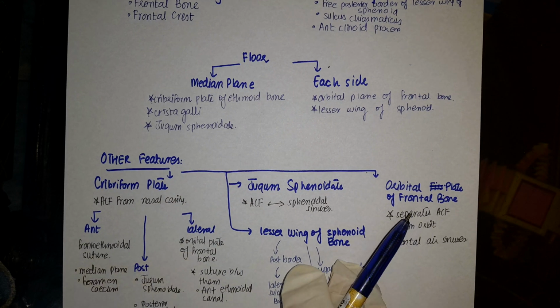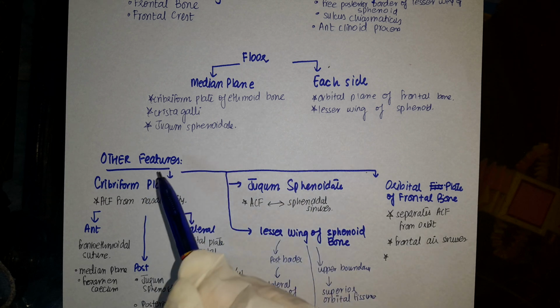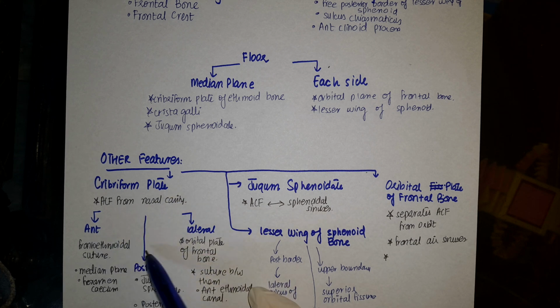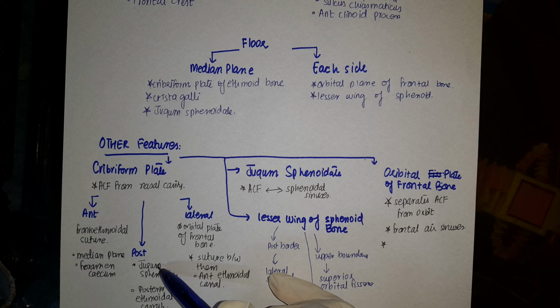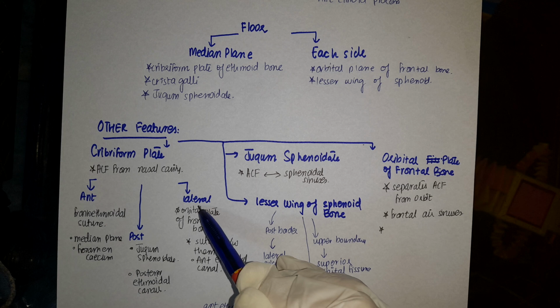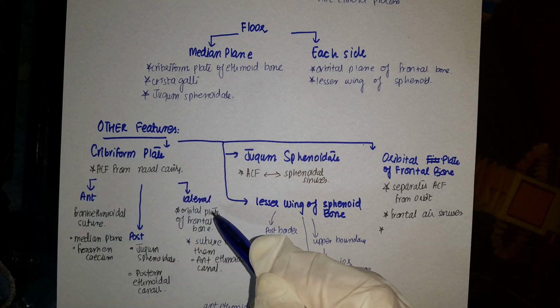Now, since I made these notes from the BD book, we are going to discuss features related to each of these. The cribriform plate that was in the middle, now we are going to discuss its anterior, posterior and lateral relations. The anterior relations show the frontoethmoidal suture, which has the foramen cecum in the median plane, which sometimes transmits the emissary vein. Then on the posterior side, we have the jugum sphenoidale and the posterior ethmoidal canal. Similarly, on the lateral side, we have the orbital plate of the frontal bone. I will explain all of that to you on a skull in a minute.